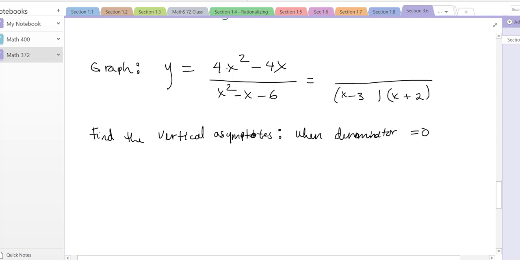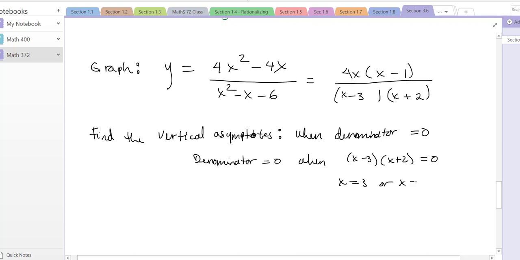Let's just factor the top as well so that when we're looking for intercepts it's easier. So I have 4x squared minus 4x, so it looks like the 4x is the GCF. So I'm left with x minus 1. So this is fully factored. The vertical asymptotes come from a rational function when the denominator is 0. So I'm going to have, if the denominator is 0, when x minus 3 times x plus 2 is 0. So that means when x is equal to 3 or when x is equal to -2.